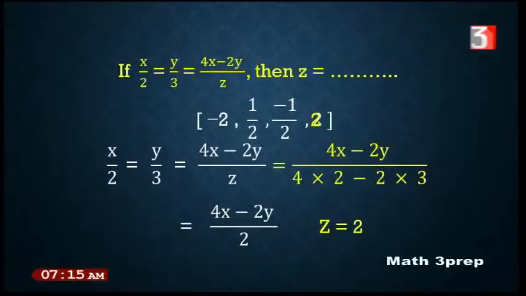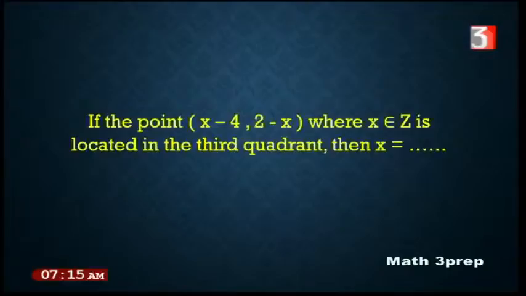Another example, if the point (x minus 4, 2 minus x), where x belongs to Z, is located in the third quadrant, then x equals what? Is it 2, 3, 4, or 6?